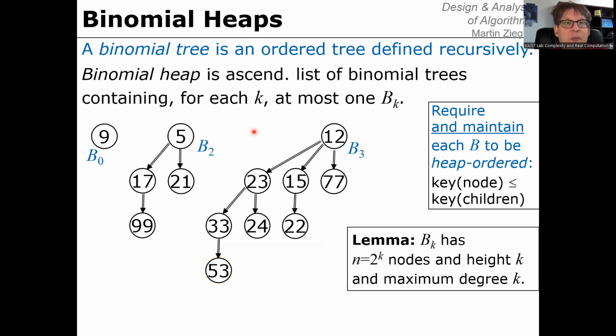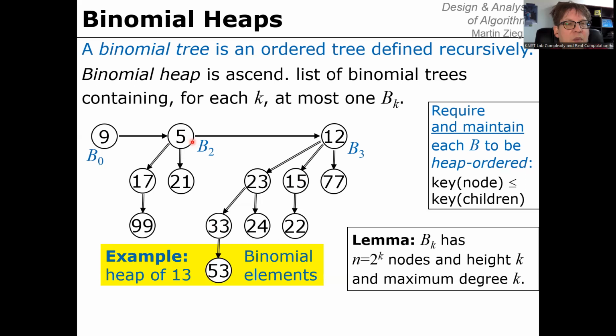And observe also that these binomial trees are actually heap ordered, right? So here's the smallest element of all of this tree. Here's the smallest element of all of this. And this is the smallest element, recursively, of all of this. This is the smallest element of these. So these are already heap ordered. And now we put them into a list together, that is, pointers from one root to the other, roots of binomial trees of increasing height.